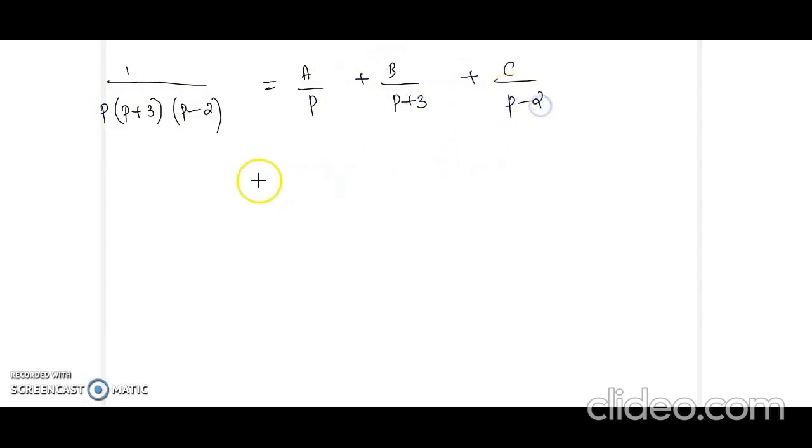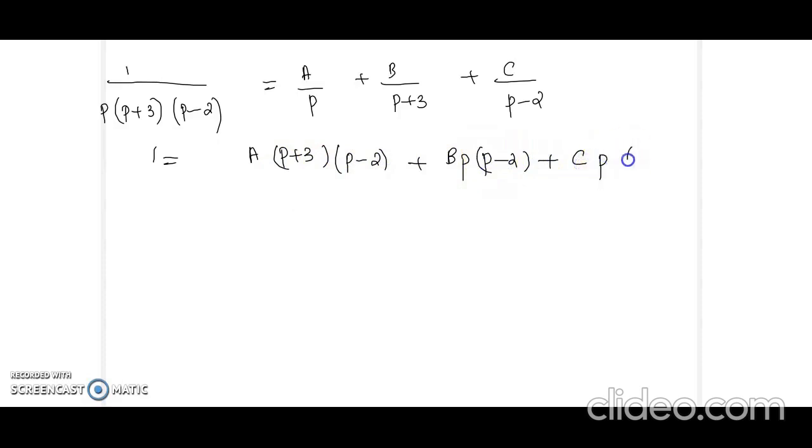Now 1 by p into p plus 3 into p minus 2 can be written as a by p plus b by p plus 3 plus c by p minus 2. So taking partial fractions you will get 1 equal to a into p plus 3 into p minus 2, plus b into p into p minus 2, plus c into p into p plus 3. So p equal to 0 implies a will be minus 1 by 6.